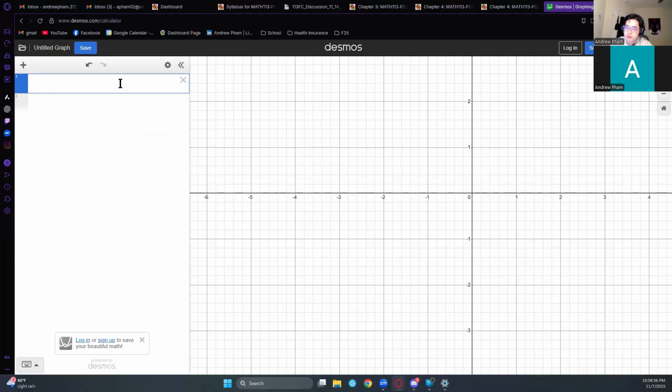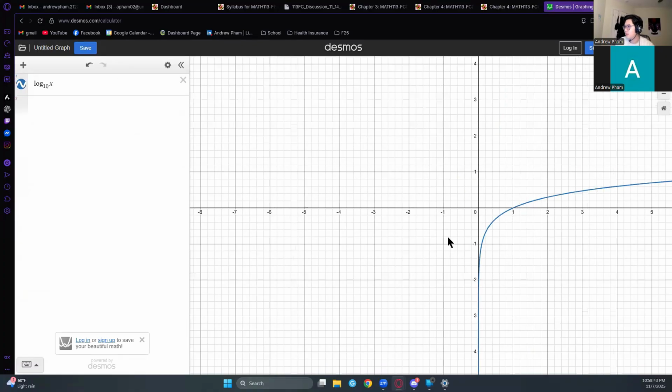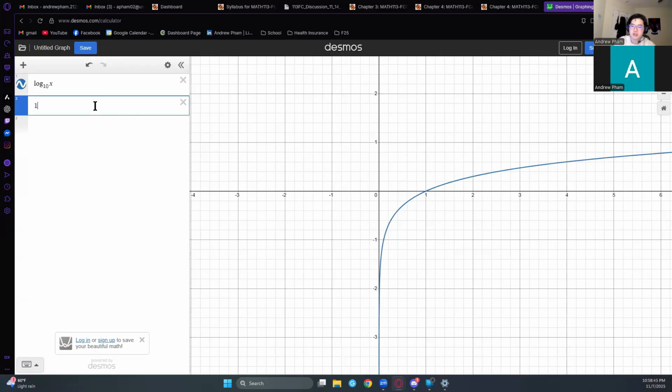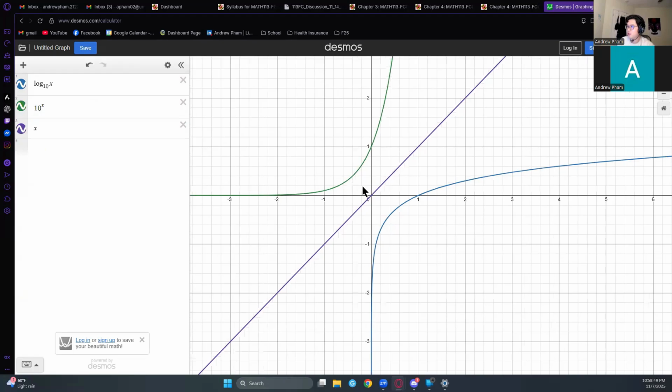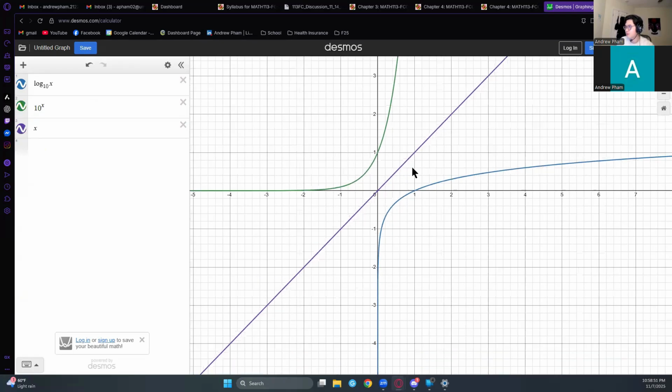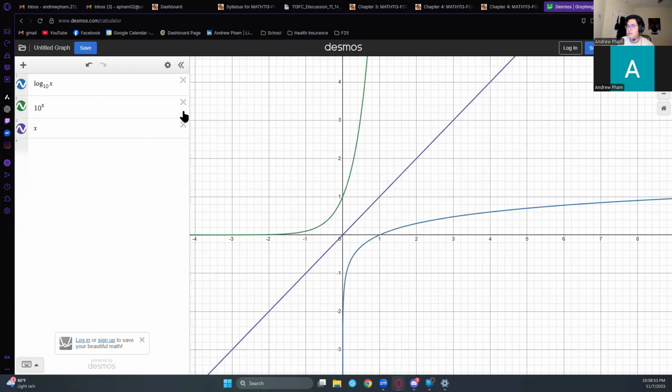So in this case, watch. If I have logarithm, let's say log base 10 of x, you can see that compared to 10 to the x, it's of course going to be symmetric about, or it'll be a reflection about the line y equals x. This is what we expect from the inverse. You can see the reflection here.